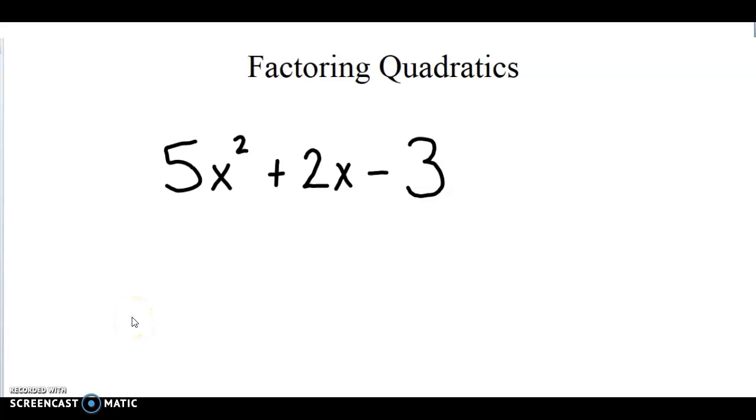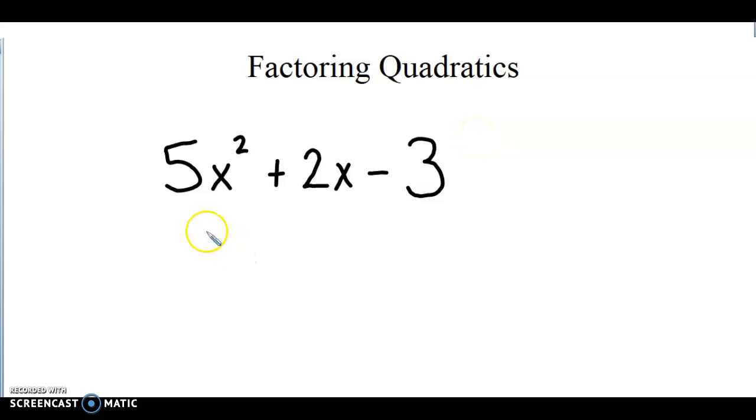Alright guys, so today we're going to be looking at factoring quadratics. So the first thing you want to do when you're factoring a quadratic function, as we have here, 5x squared plus 2x minus 3. Now we know it's a quadratic because our highest exponent is a 2. So we know it's going to give us a parabola. So it's going to give us a U shape if we were to graph this.